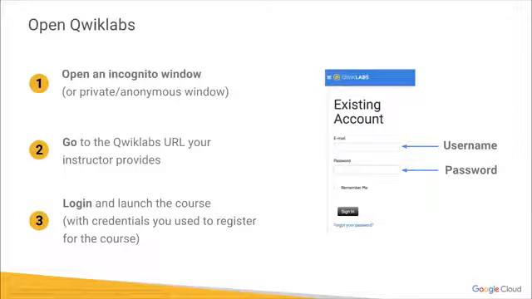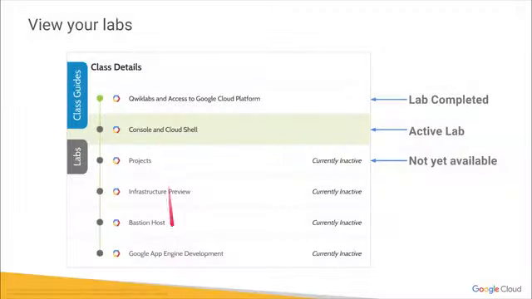So when it comes to working in Quick Labs, we definitely recommend that for every lab you open a brand new incognito window. What this is going to do is clear out any logged in users. So you're going to have to log into the Quick Labs account. And then once you log in there, you'll select the lab that you want to choose. So you'll see the various labs here.